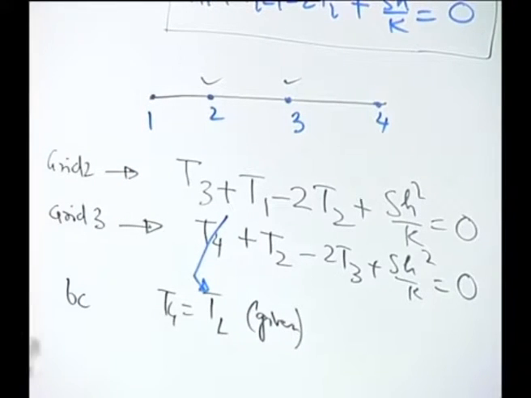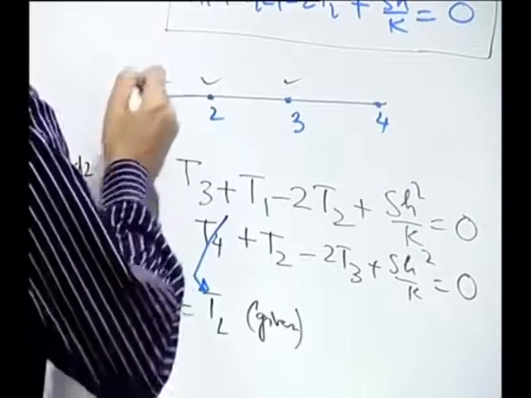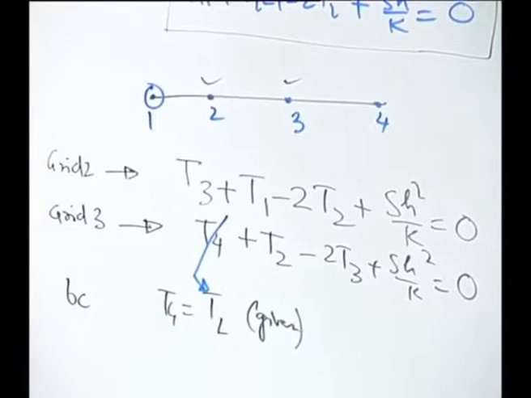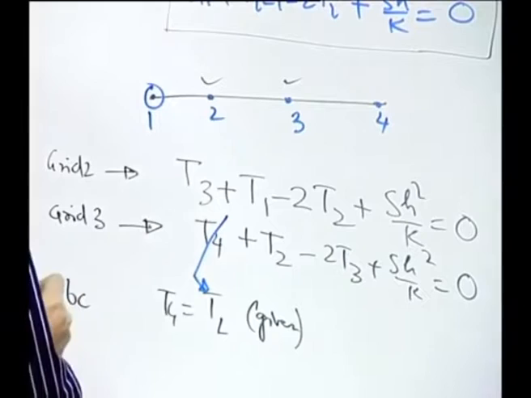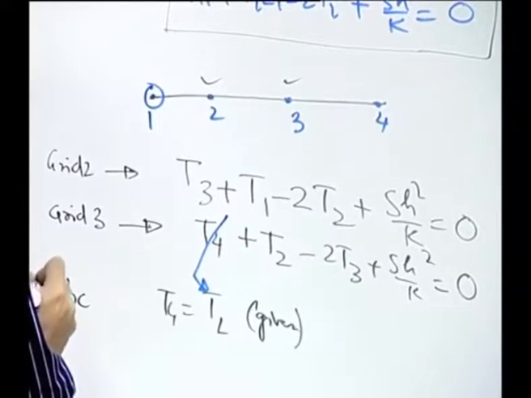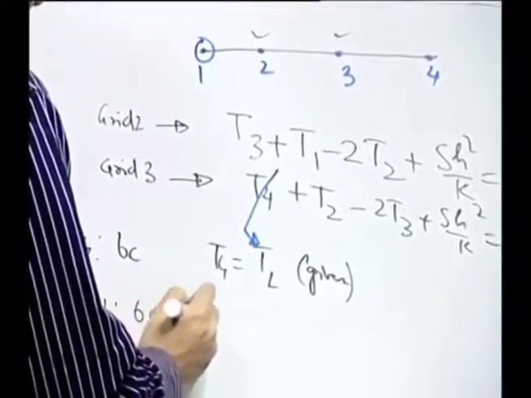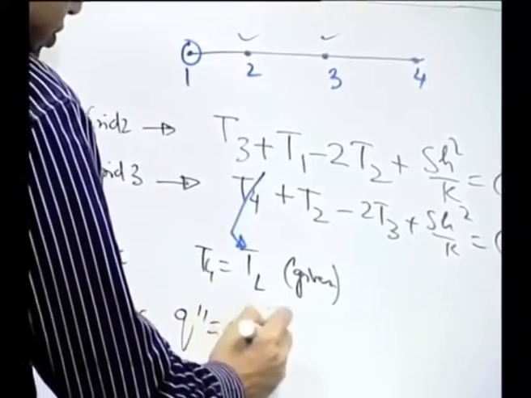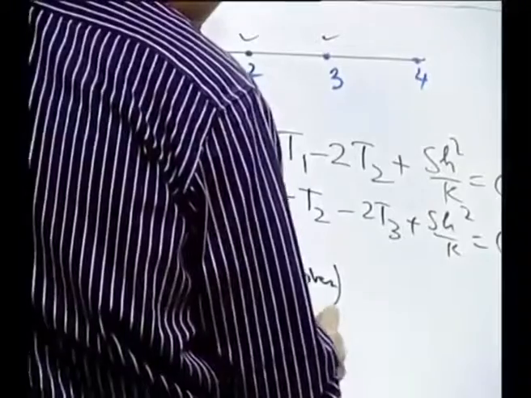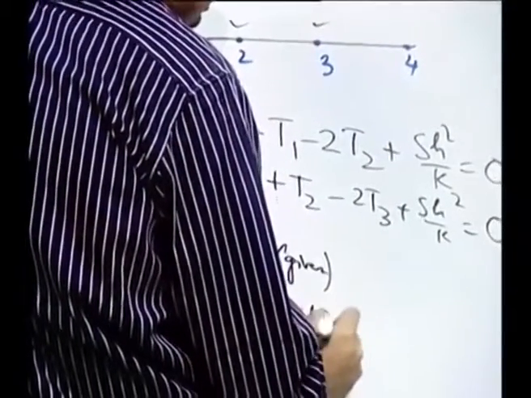So, for grid point 1, what is your corresponding governing equation? That you have to derive from the boundary condition. So, this was grid point 4. For grid point 1, the boundary condition is that the heat flux is 0, that means k dT dx at 1 is equal to 0.